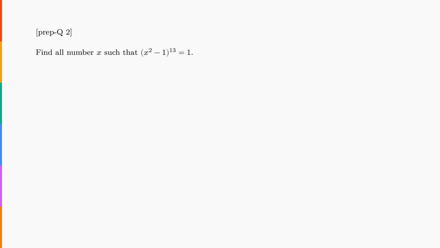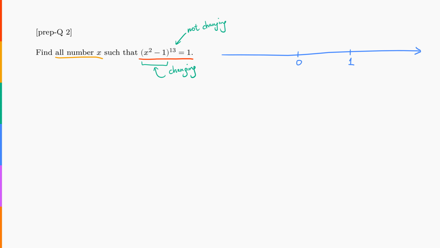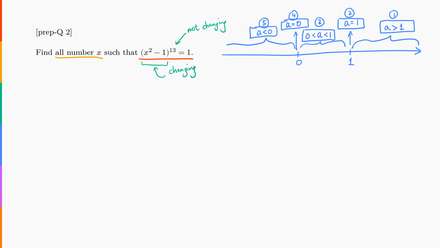Let's look at the second prep question. Same thing, find all x. This time the exponent is not changing, the base is. For different values of the base, we divide it into 5 cases: a greater than 1, a equals 1, a between 0 and 1, a equals 0, and a smaller than 0. We treat this case by case.